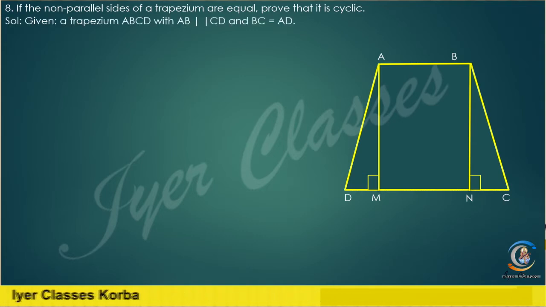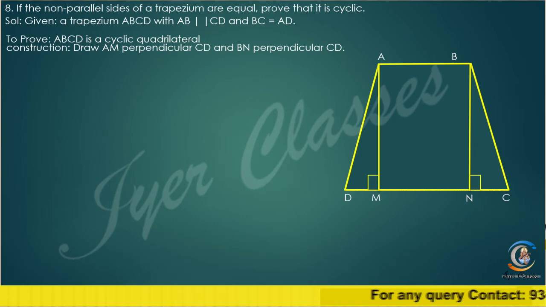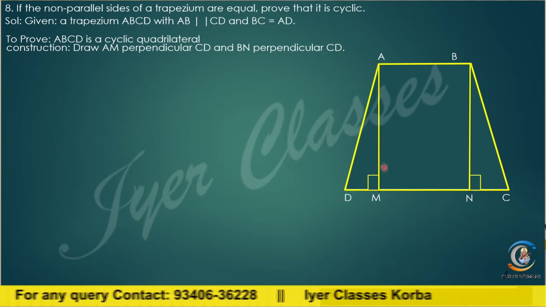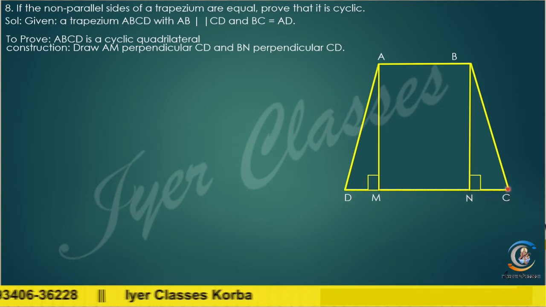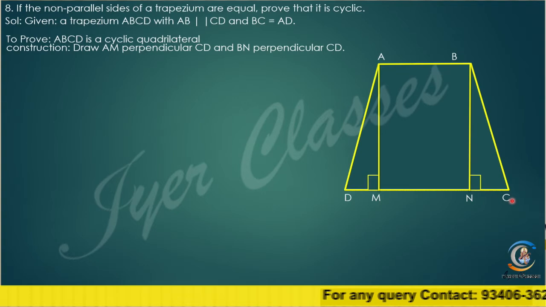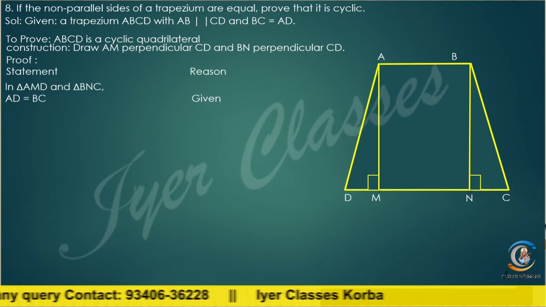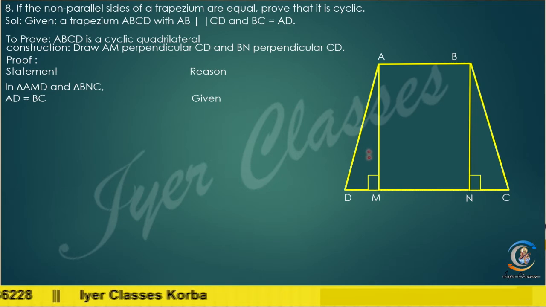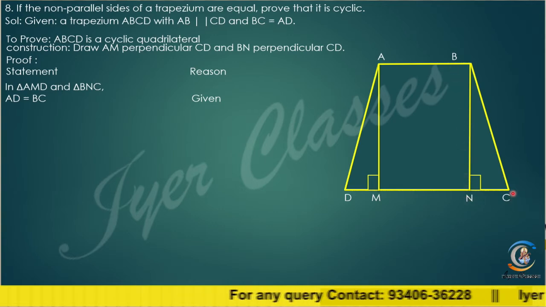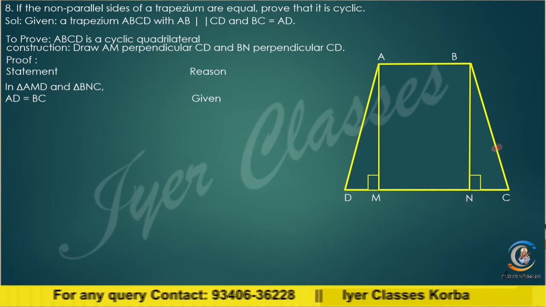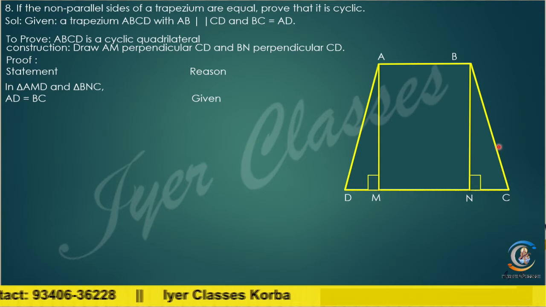How do I prove it? For this, let us draw a construction. Draw the line AM perpendicular to DC and BN also perpendicular to DC. Right, what do I get here? Let us do the proof. Consider triangles AMD and BNC. You know that AD is equal to BC, which is given to you, right?